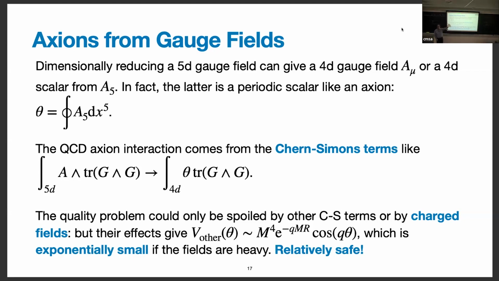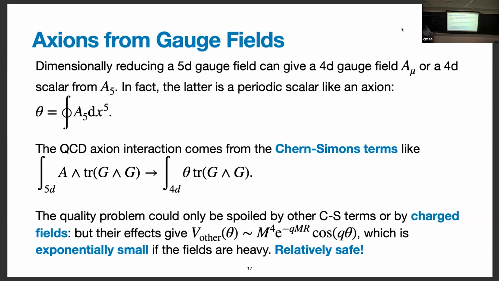So they have to propagate around the extra dimension in order to produce an interesting effect, because within the higher dimensional theory, I'm just not allowed to write a potential for A. So any potential that you generate for theta in the lower dimensional theory somehow has to know about the whole extra dimension. And you can show that these things go like e to the minus mass of the field times the size of the extra dimension. So that means extra dimensional axions are relatively safe.